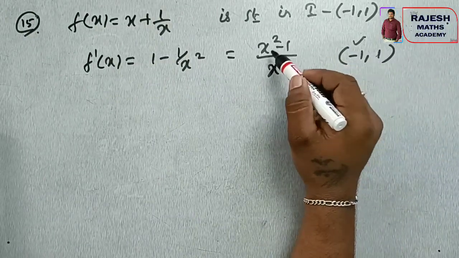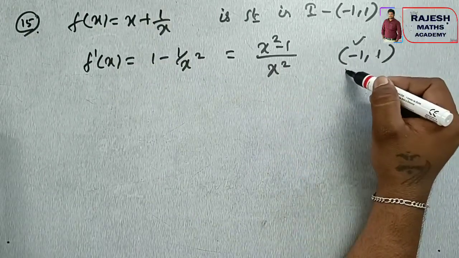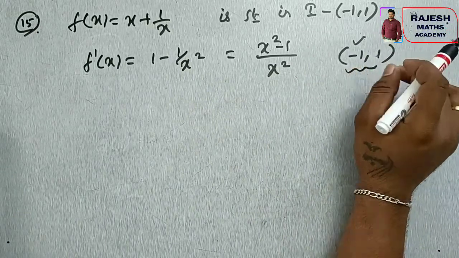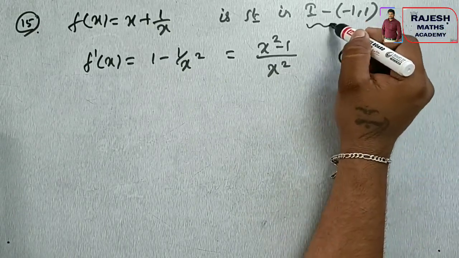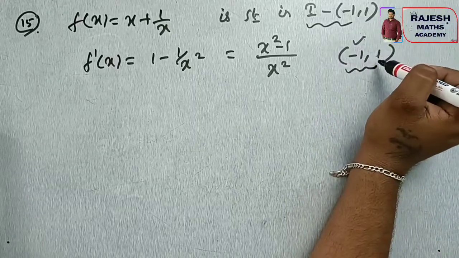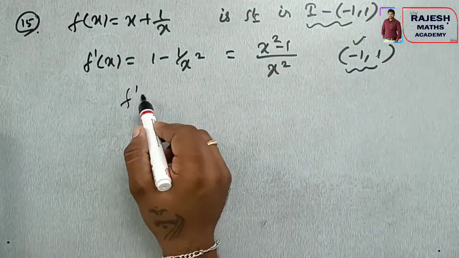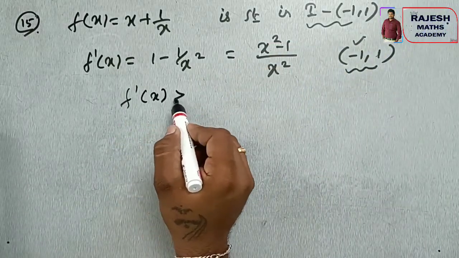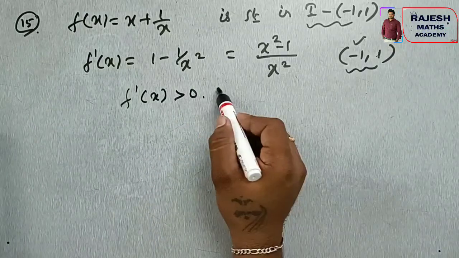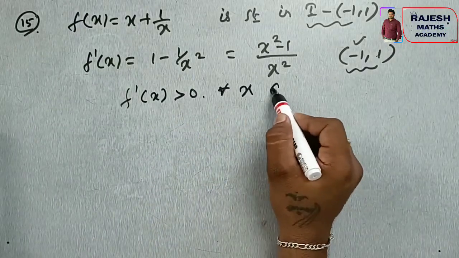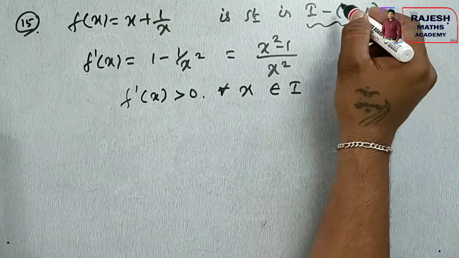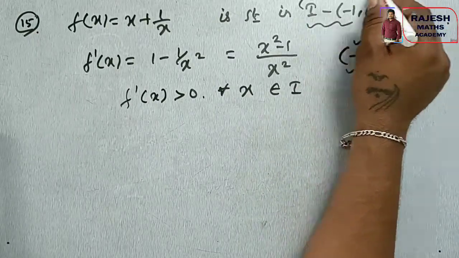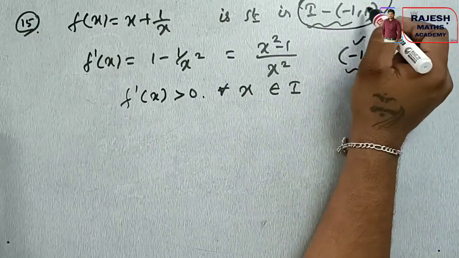So this will be negative only in this interval. Actually, we have taken the interval I disjoint from the interval. So clearly we can say that f dash of x is greater than 0 for all values of x belonging to I. What is the value of I? I is the interval disjoint from minus 1 to 1.